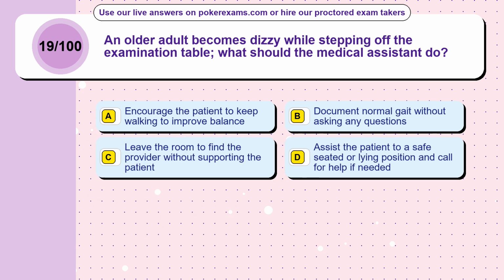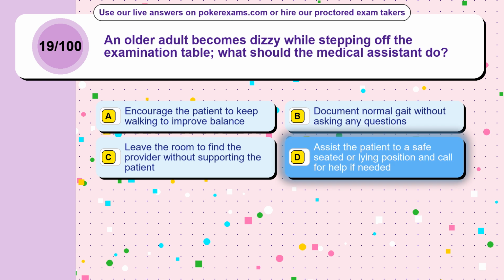Question 19. An older adult becomes dizzy while stepping off the examination table. What should the medical assistant do? Option A. Encourage the patient to keep walking to improve balance. Option B. Document normal gait without asking any questions. Option C. Leave the room to find the provider without supporting the patient. Option D. Assist the patient to a safe seated or lying position and call for help if needed.